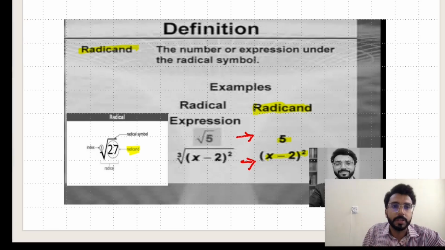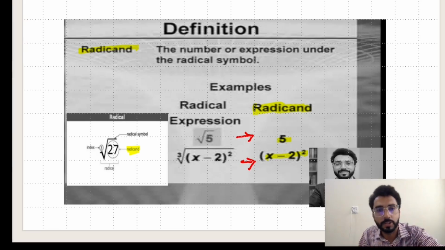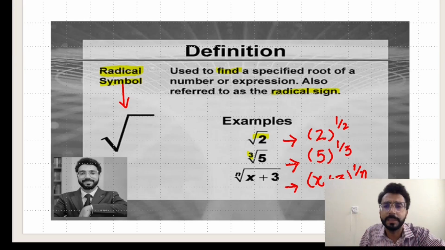Let's start the video. Today's first topic is radical and radicand. Radical symbol. First, look at the definition. Radical symbol is used to find a specified root of a number or expression, also referred to as the radical sign. So the sign given here is called the radical symbol, and it is used to find the specified root. Let's look at the examples, just like square root of 2.